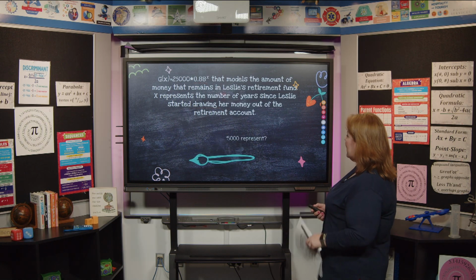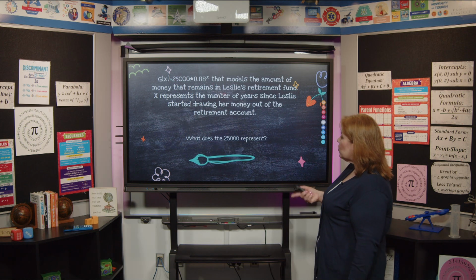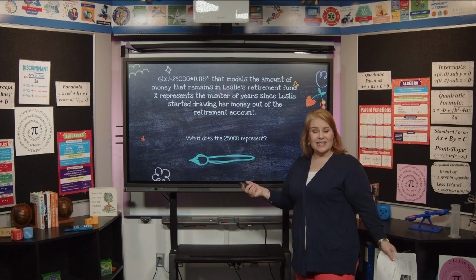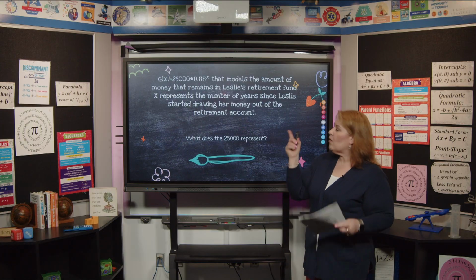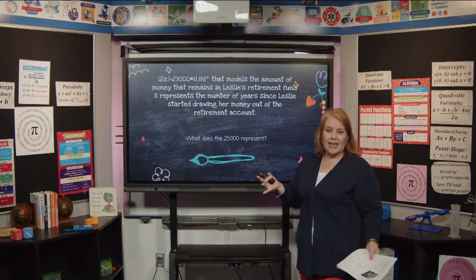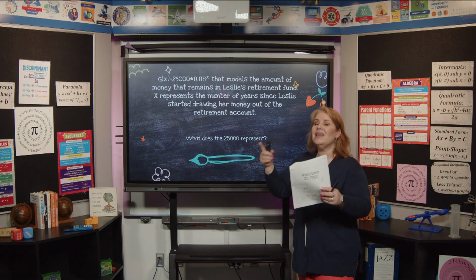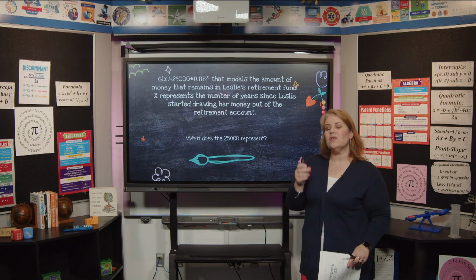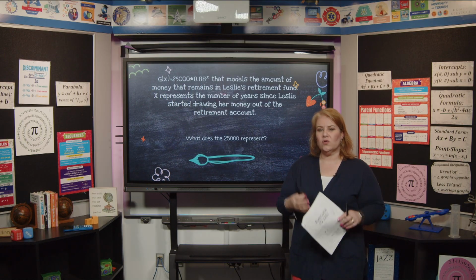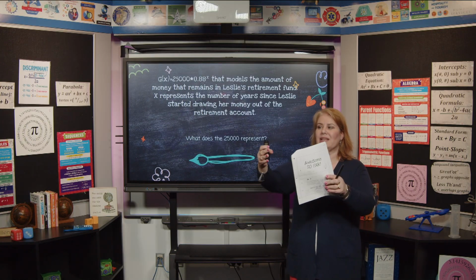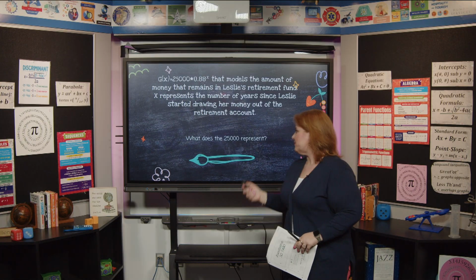All right, so our next question says, what does the 25,000 represent? Obviously, that's the money she had in her retirement fund before she started taking any money out. So that's her initial amount. Make sure that we're remembering these vocabulary words. Initial means begin. Withdraw means taking something out, or the amount's declining.